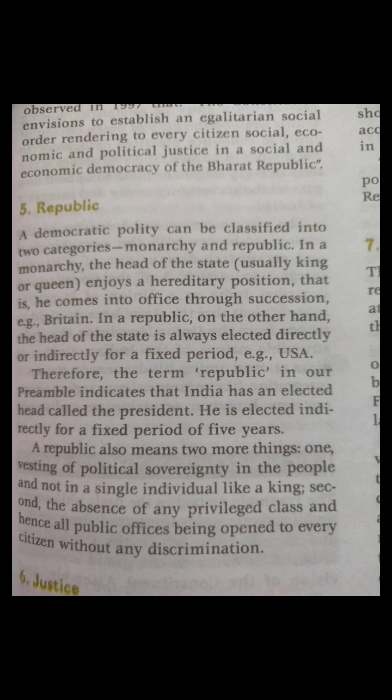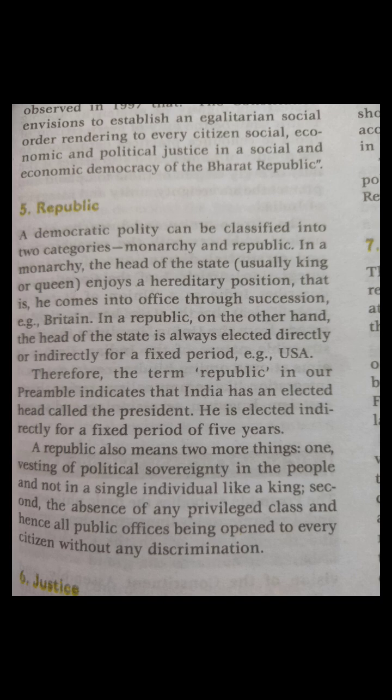Two types of democratic governments. Democratic countries can follow one of two models. A. Monarchy. In this system, the leader, king or queen, inherits power by birth. They become rulers because of family, not by vote. Example, United Kingdom, where King Charles III became king after Queen Elizabeth. B. Republic. In this system, the leader is elected. The people, or their representatives, choose the leader. Example, India, where the president is elected by MPs and MLAs.